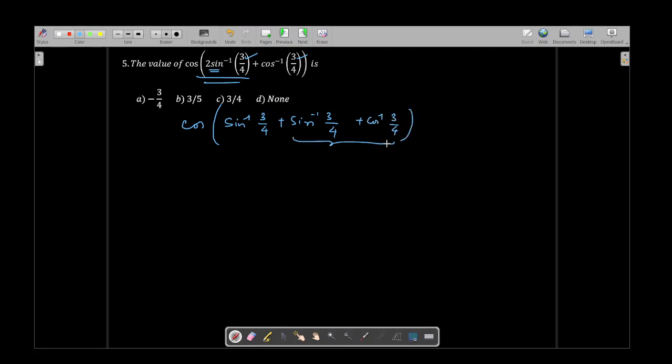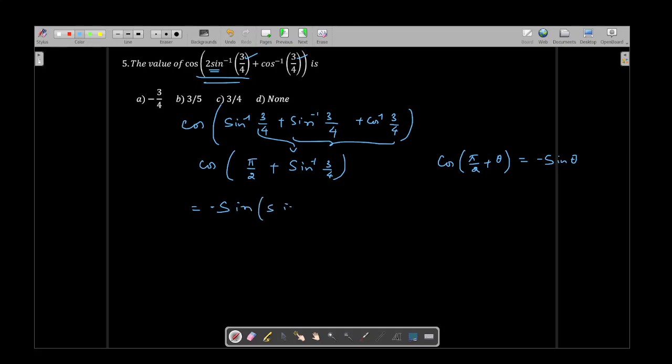But sine inverse of 3 by 4 plus cos inverse of 3 by 4 is pi by 2. So in this place, I'll write pi by 2, and this I'll write here, which is sine inverse of 3 by 4. So we know that cos of 90 plus theta, which is second quadrant, is minus sine theta. So I can write this as minus sine of sine inverse of 3 by 4. Now I can cancel sine and sine inverse. So this is equal to minus 3 by 4. Option A.